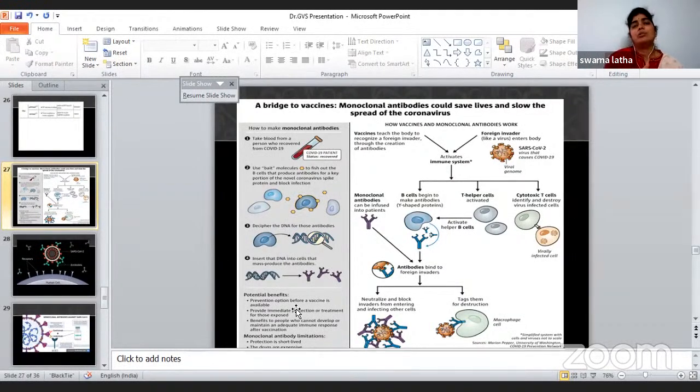Whereas with monoclonal antibody treatment, the effect will be immediate, but there is no memory response here. Whenever the same person encounters the virus again, there will be no memory cells, right? So he may not be able to offer resistance. That's why we can say there are potential benefits as well as some limitations with respect to monoclonal antibodies. But anyhow, these monoclonal antibodies are being used in the present COVID situation also.